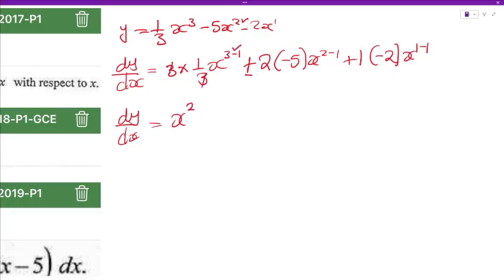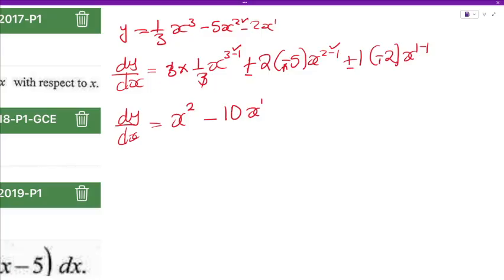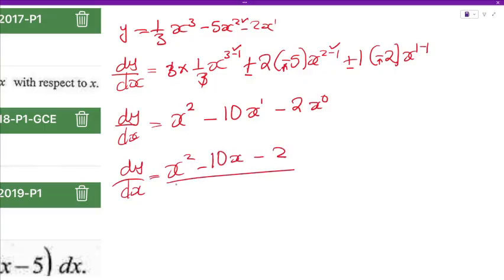And then you're going to say positive times this negative there will give you a negative. 2 times 5 is a 10. Okay, 10x to the power 1, because 2 minus 1 is a 1. Again, positive times this negative there is a negative 2x to the power of 0. So finally your answer will be dy over dx equals x squared minus 10x minus 2. Remember, any value raised to the power of 0 is 1. 1 times this 2 here will give you a 2. And you are done. As simple as that.